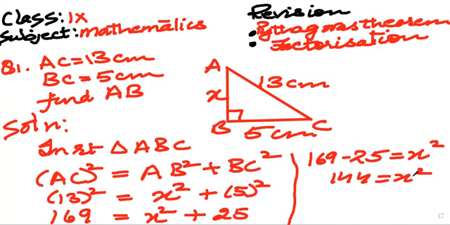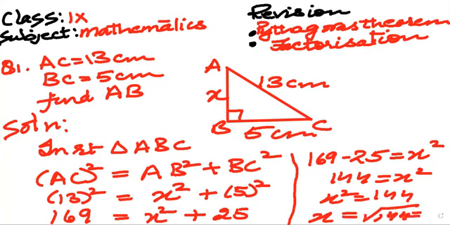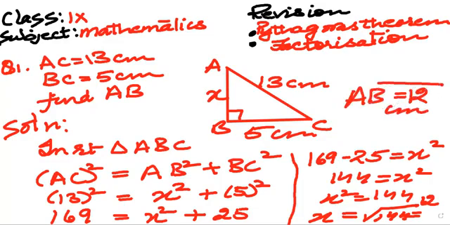Okay, so now you know that it is a square. When it goes to the other side, it will become square root. So x is the square root of 144, and the square root of 144 is 12. Okay, so children, what is the value of AB in this question? The value of AB is 12 centimeter.